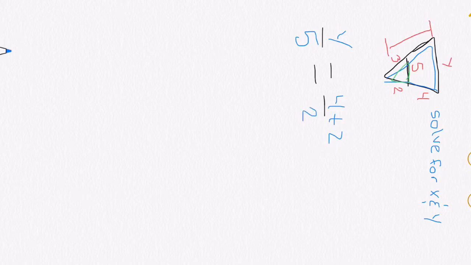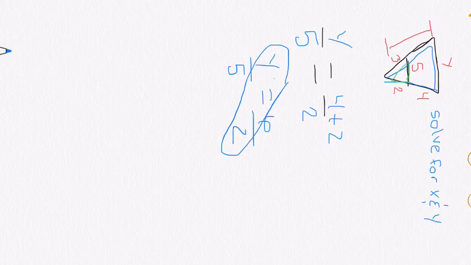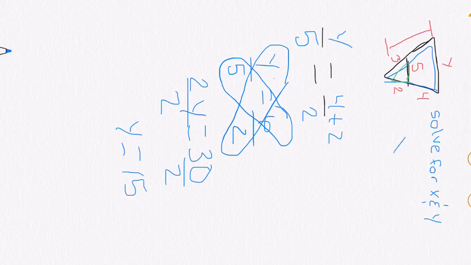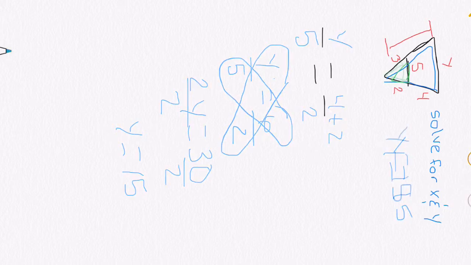So y over 5 equals 4 plus 2 over 2, and we're going to simplify that, which is going to give us 6 over 2. Then you're going to cross multiply, and it's going to give you 2y equals 30 over 2, both numbers over 2. Then you're going to get 15 as y. So that is your big triangle, which is blue.